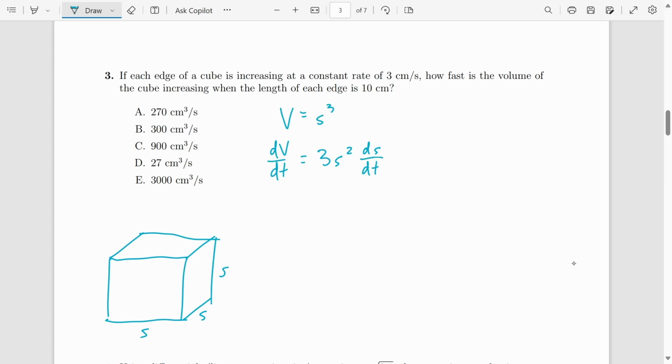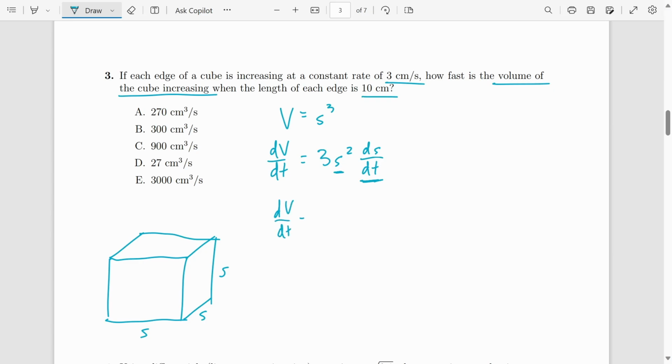So we're trying to find the rate at which the volume is increasing. So we're trying to find dV over dt. So the problem should give us both S and dS over dt. And it looks like it does. dS over dt is going to be 3 centimeters per second. That's the rate at which the edges are increasing. And then S is going to be 10 centimeters. That's the side length that the sides are at that instant when it's increasing at 3 centimeters per second. So let's go ahead and plug those in.